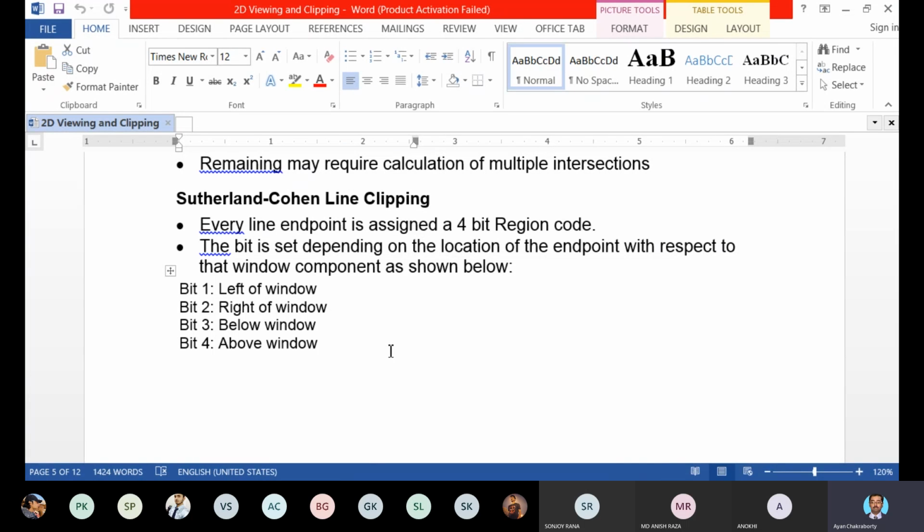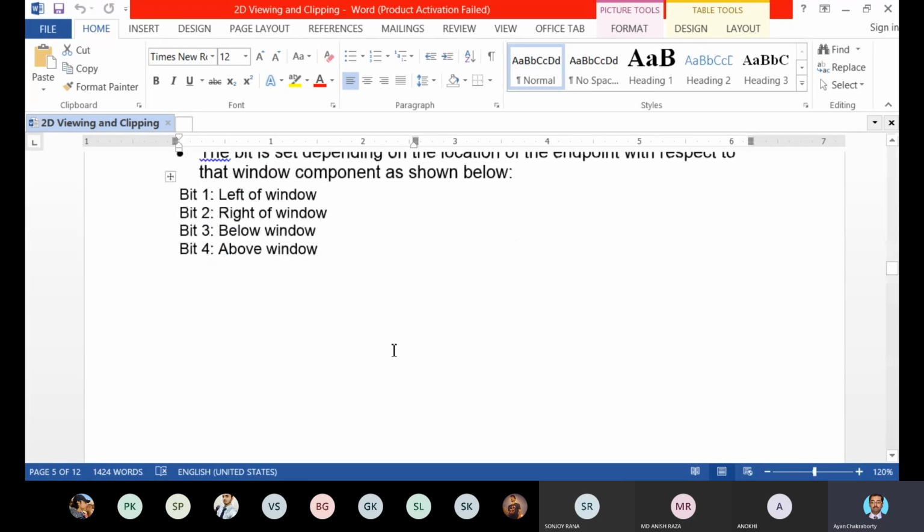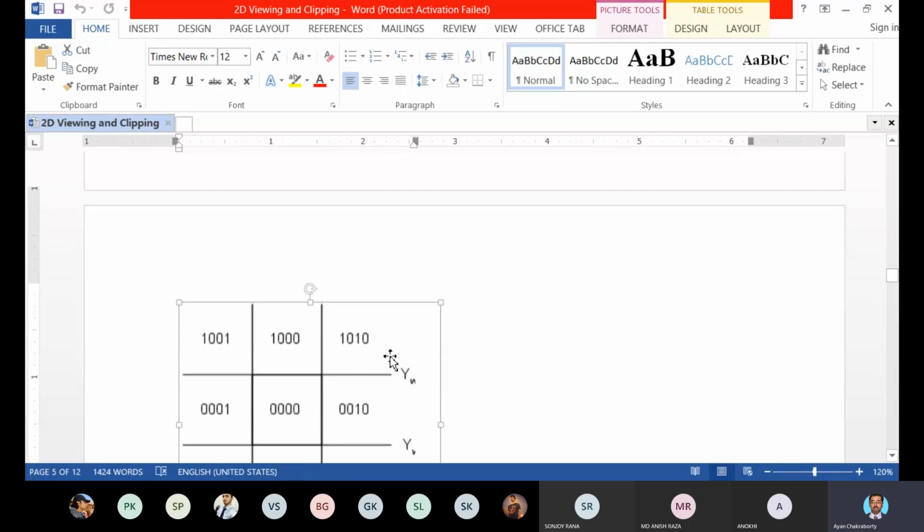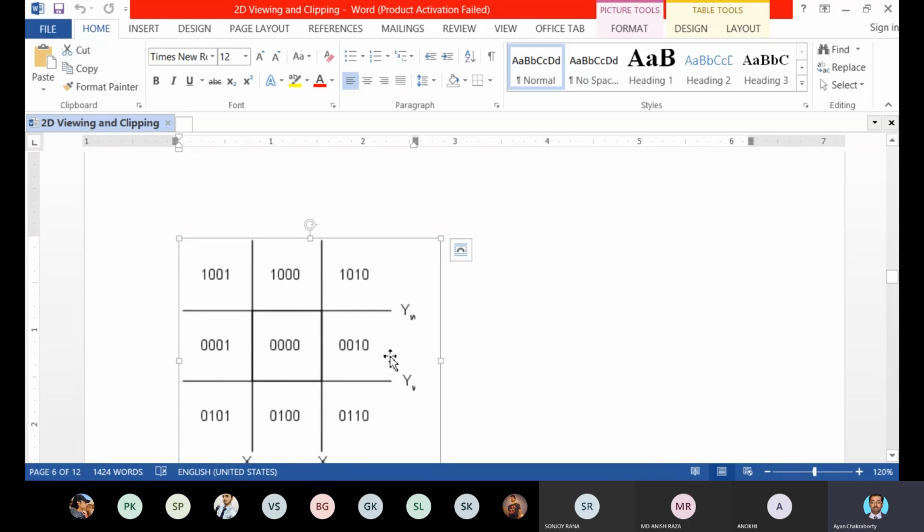Bit 1 will denote left of the window, bit 2 will denote right of the window, bit 3 will denote below the window, and bit 4 will denote above the window. Now I will give you an example, then you can easily find out how this region code has been created. Let's start with the central region.